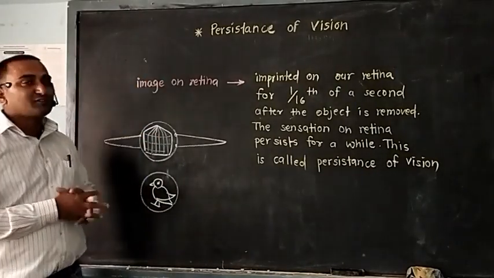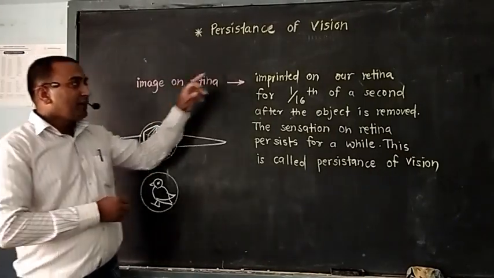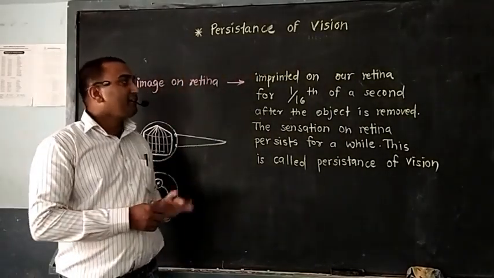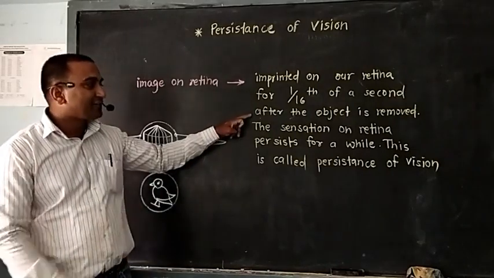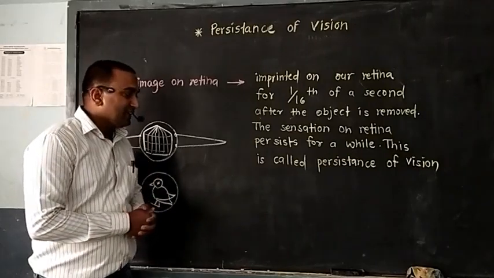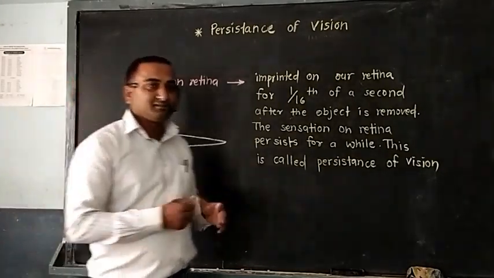So why does it happen? Because of persistence of vision. But how do we define persistence? The image on the retina stays imprinted for 1/16th of a second after the object is removed, and this sensation on the retina persists for a while. This is called persistence of vision.